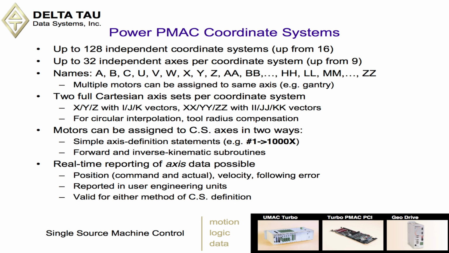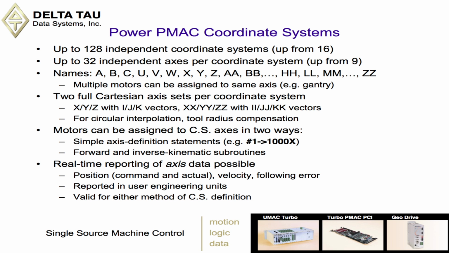We can assign motors to a coordinate system in 2 ways. One is with the simple axis definition. Motor 1 is assigned to the x-axis in a coordinate system with, say, a scale factor. That's the simplest and probably the most common thing. If you have a complex geometry with interrelations of how the joints, the actuators, contribute to the tool end position, which is getting more and more common, you can define them in forward and inverse kinematic subroutines. Again, we'll be covering all that.